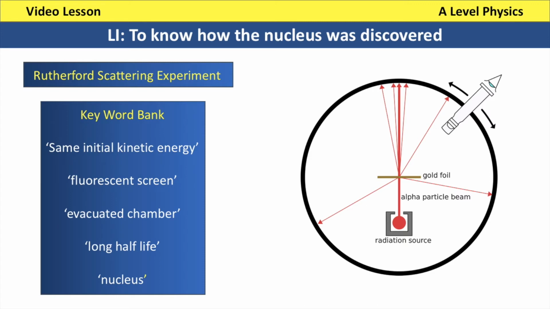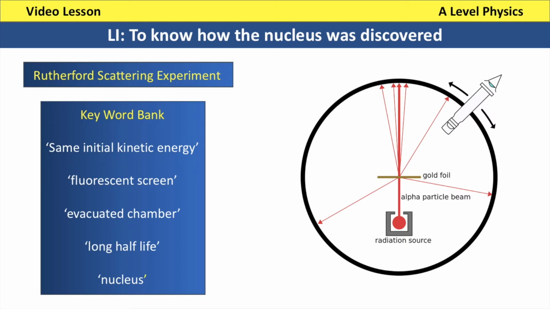The reason that the alpha particles all need to have the same kinetic energy is because obviously a slower moving alpha particle will potentially get deflected considerably more than a faster moving alpha particle, because any force causing deflection would act on it for a longer period of time.